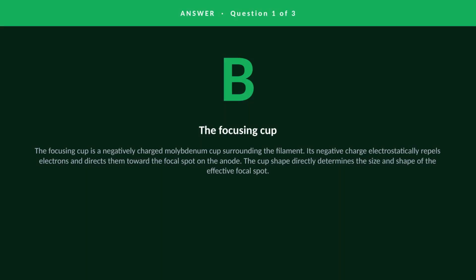The answer is B, the focusing cup. The focusing cup is a negatively charged molybdenum cup surrounding the filament. Its negative charge electrostatically repels electrons and directs them toward the focal spot on the anode. The shape of the focusing cup directly determines the size and shape of the effective focal spot.